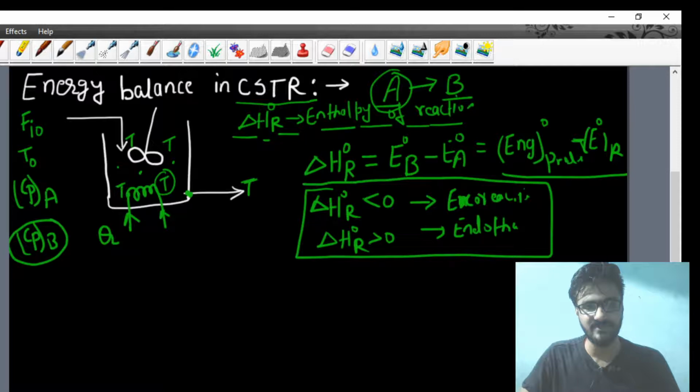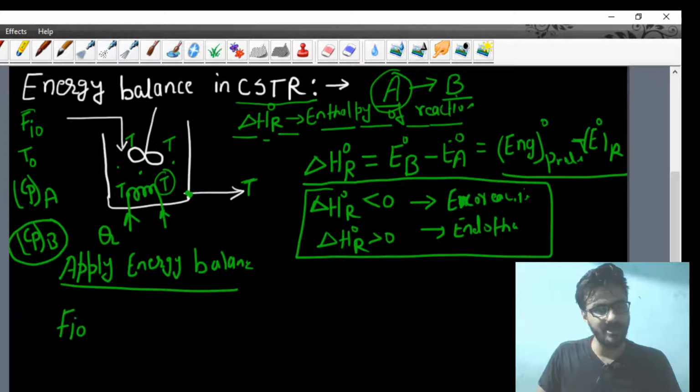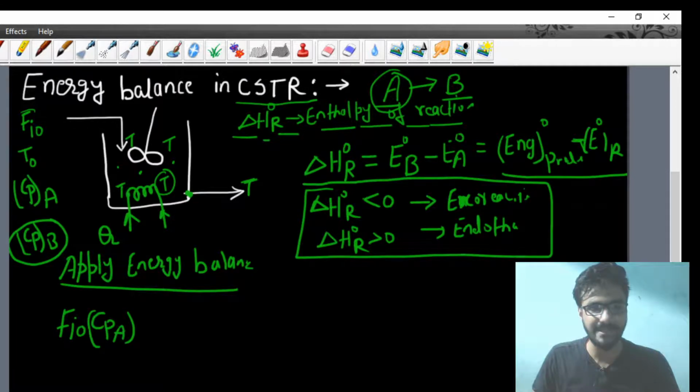Applying the energy balance. Because this is the reactant and here the energy is going to enter. So the energy at the inlet is Fi naught Cp of A, because only reactant will enter. There won't be any product at the inlet condition. That's why we take only Fi naught Cp of A, and T naught minus T. That's a major thing that you need to keep in mind.